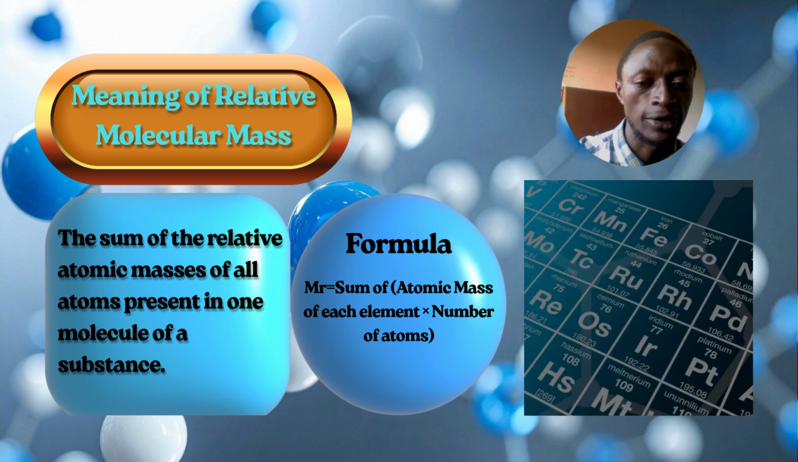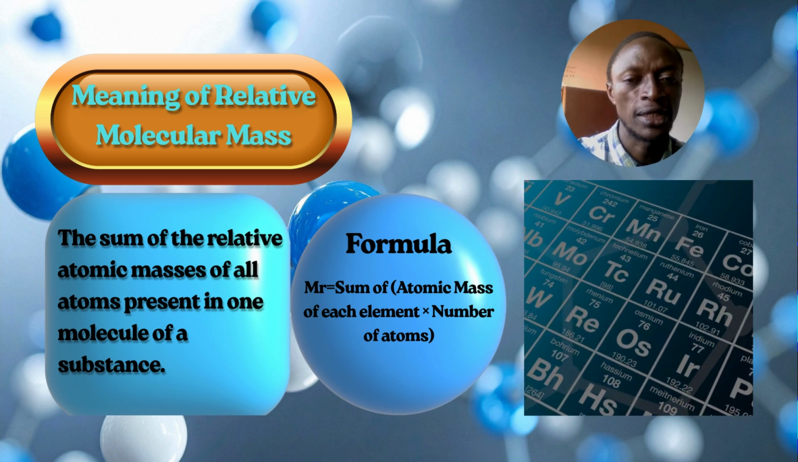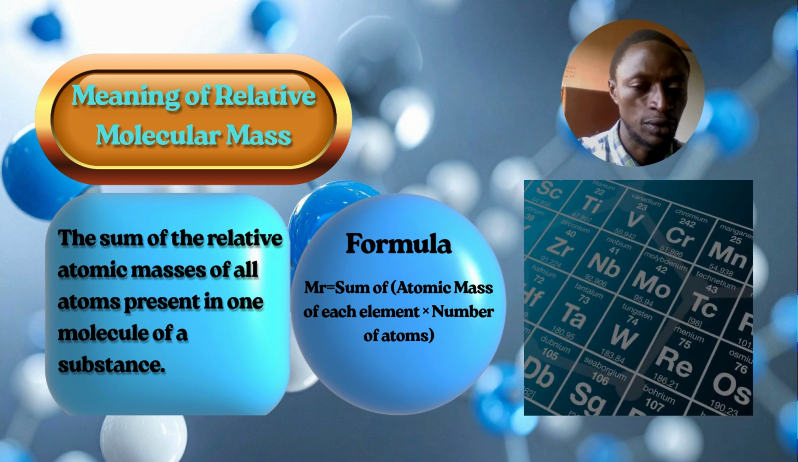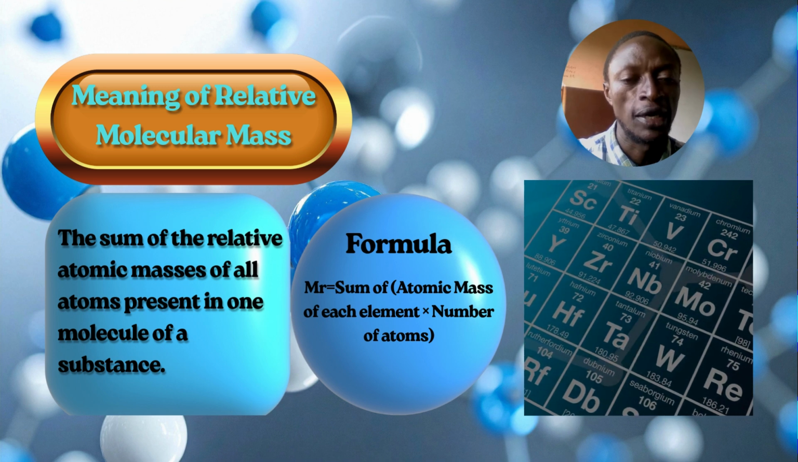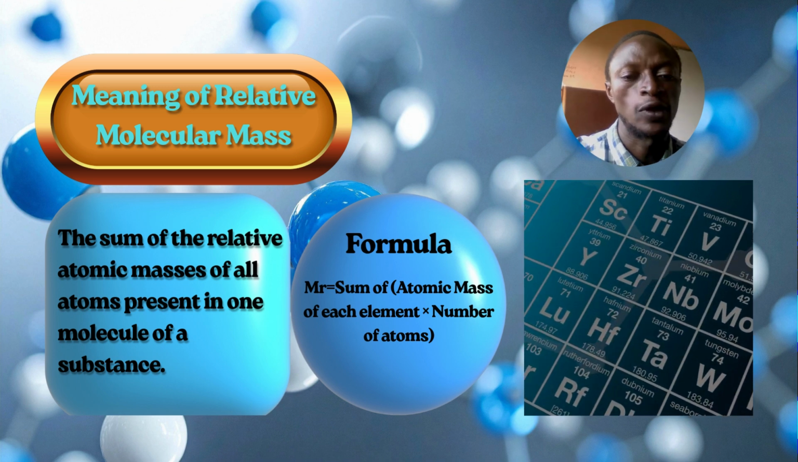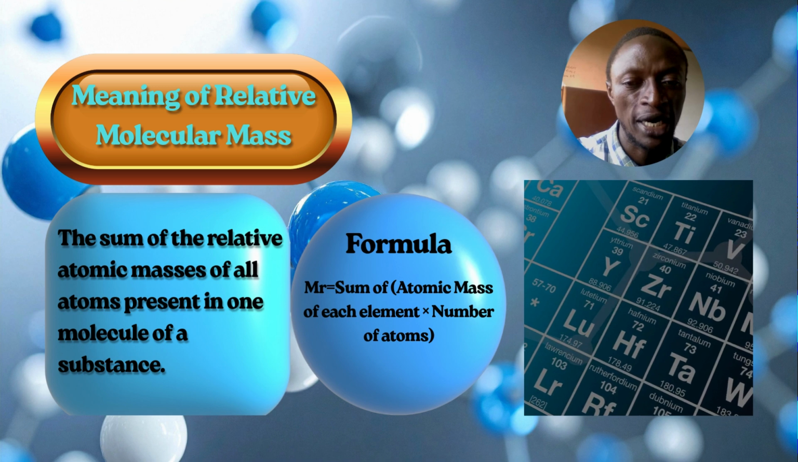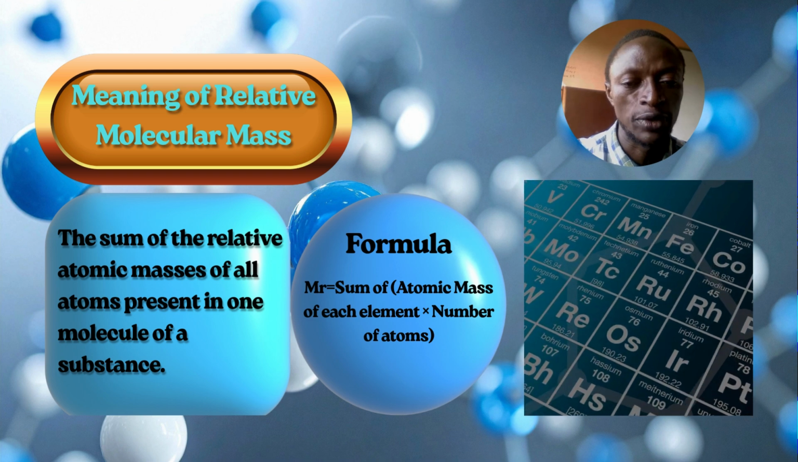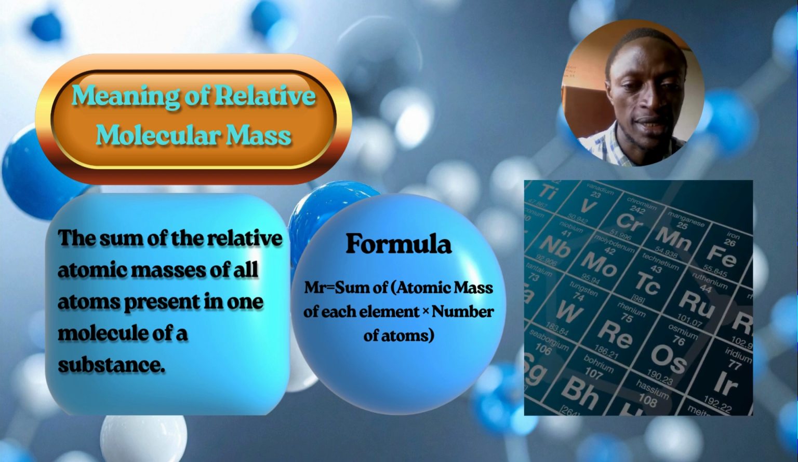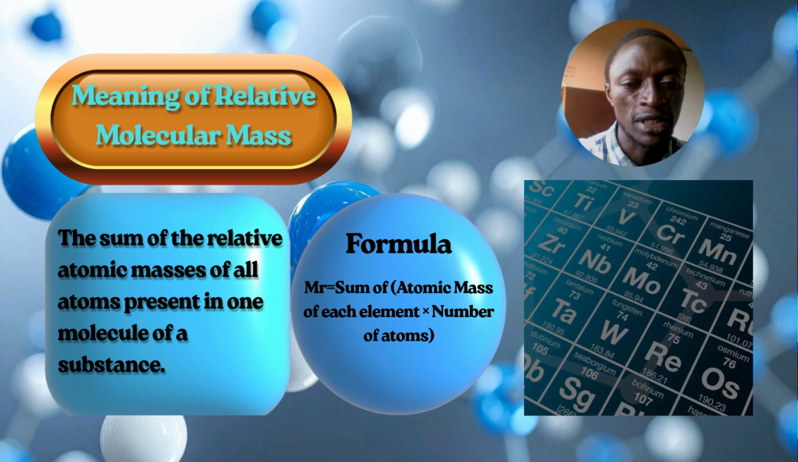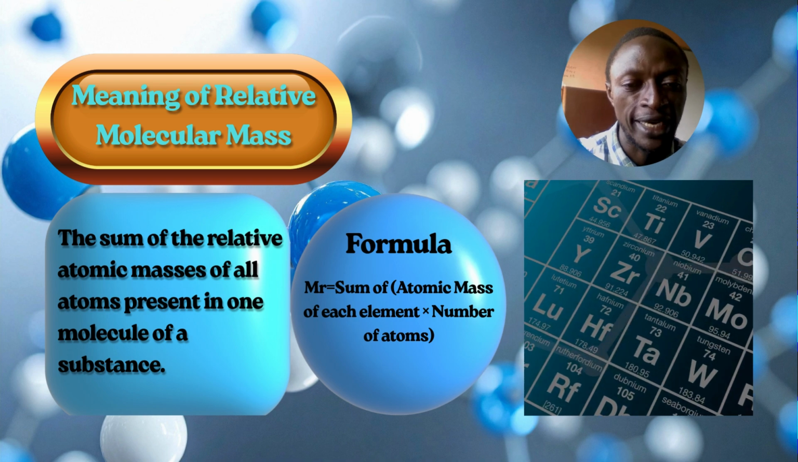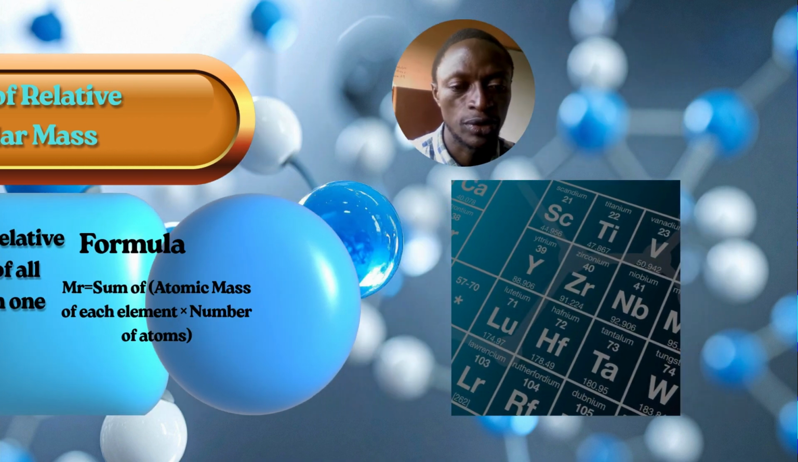Molecule and mass, that means you have two or more elements chemically combined together, which we shall see shortly. And before we go into that, let's look at the formula. The formula for relative molecular mass, we can use a short form to represent it as Mr, which is the sum of atomic masses of each element times number of atoms.